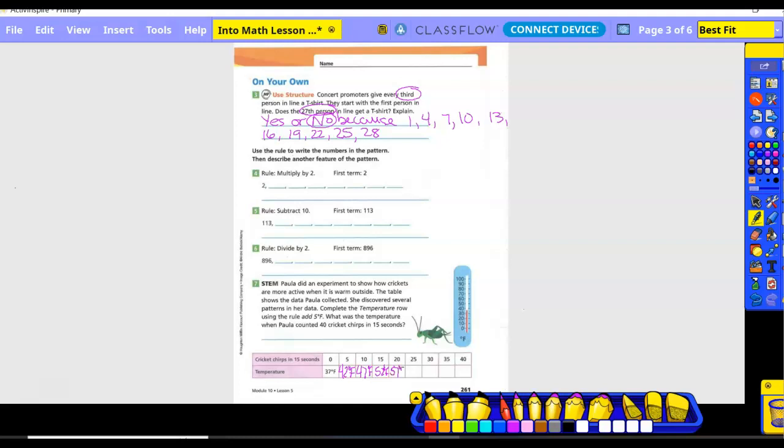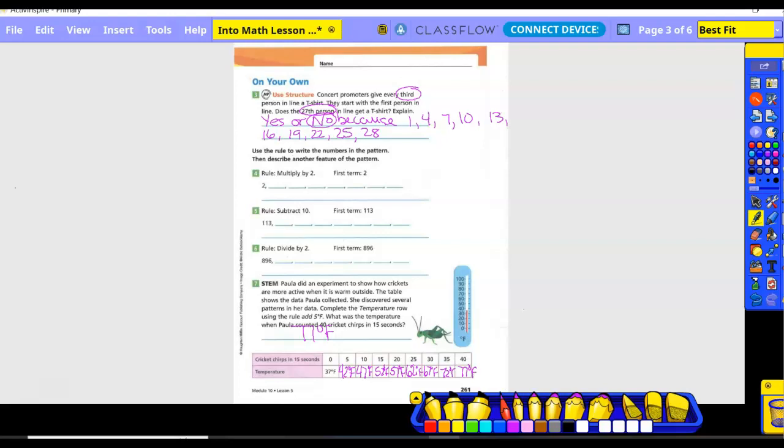57. What is 57 plus 5? 62. 62 plus 5 is 67. What's 67 plus 5? 72. And then what is 72 plus 5? 77. Okay, so what's our answer? 77 degrees Fahrenheit. So you have to pay very close attention.